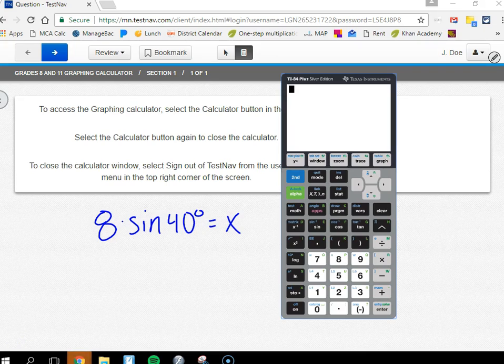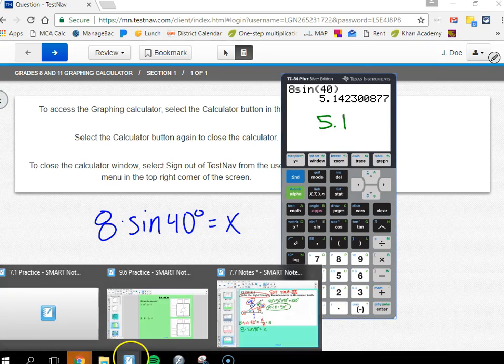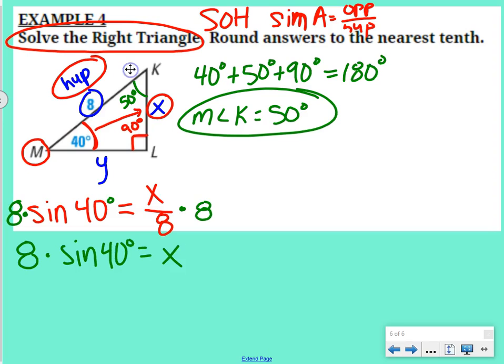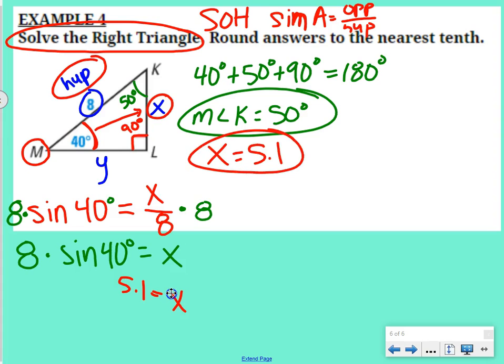Now we can use our calculator to evaluate for x. So 8 times the sine, we just want regular sine, of 40 degrees equals 5.14. So we're rounding to the nearest tenth. It's going to be 5.1. So here we can say x equals 5.1. So right here, I'll add that to my list of pieces. We just need one last piece. We need to solve for y.